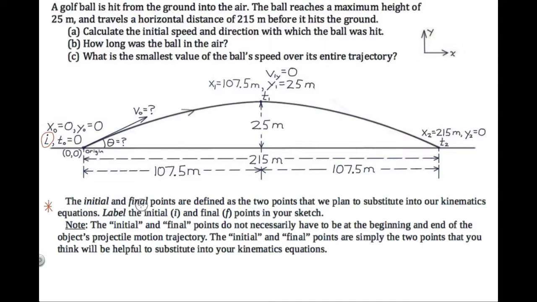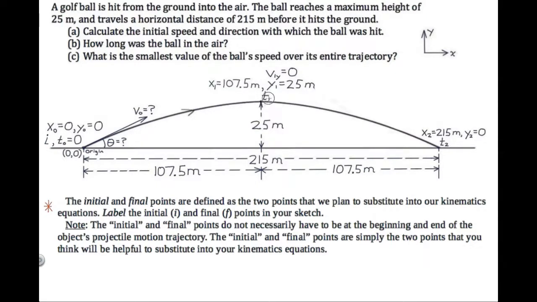The initial and final points are defined as the 2 points that we plan to substitute into our kinematics equations. The question for part A is asking us about the velocity at time 0. So we plan to substitute time 0 into the kinematics equations. So we label time 0 as our initial point.